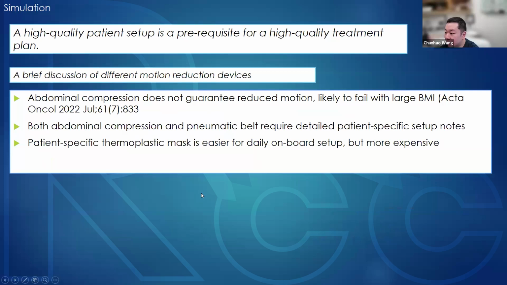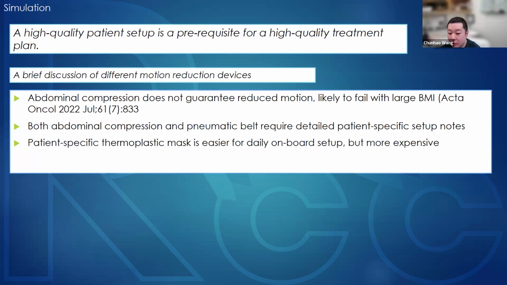Since we talked about a few technologies here, I want to make a short summary about these devices we just saw. For abdominal compression, again, our goal is to use it to reduce the respiratory motion, but there's no guarantee that it will always achieve successful respiratory motion reduction. A prior published study showed that it's likely to fail with a larger body mass index, which means when the patient's body is big, it's likely to fail.